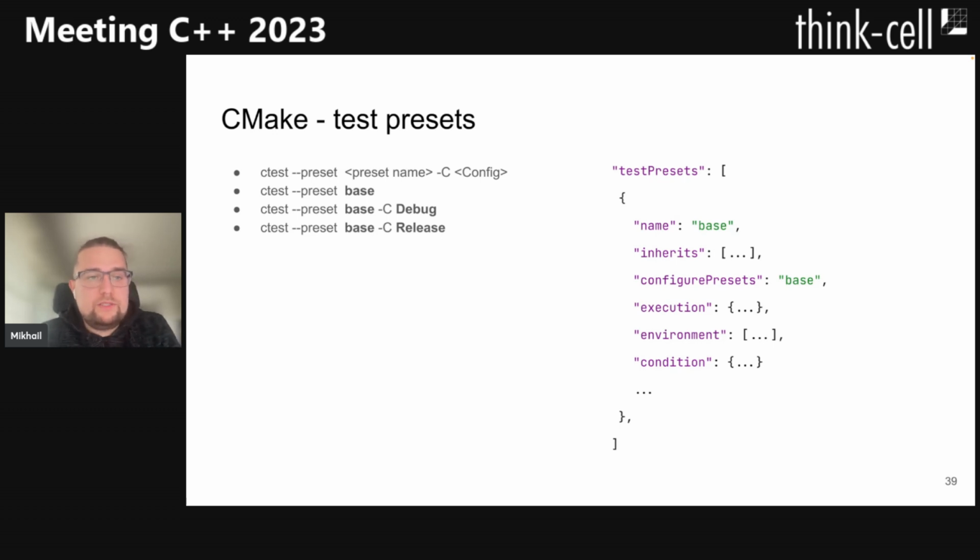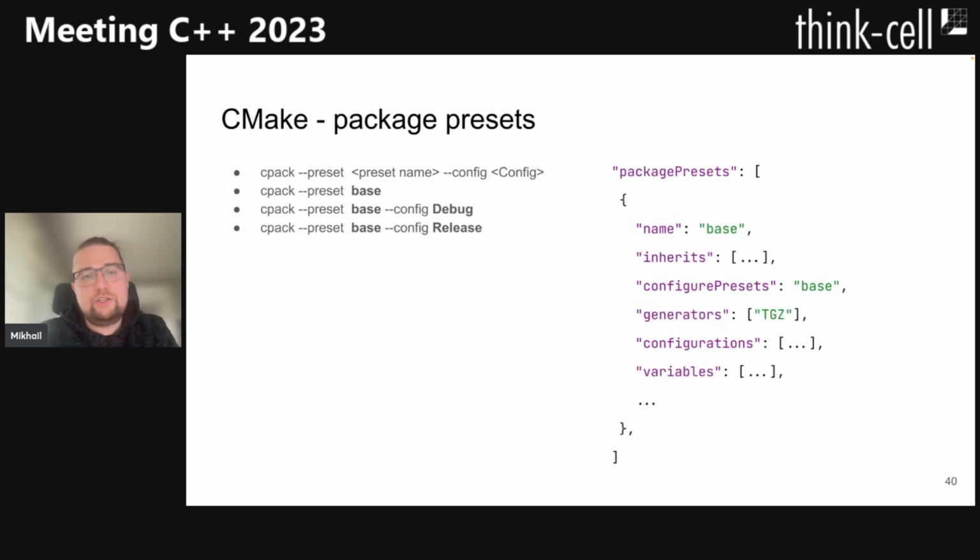Once we're done with testing, it's time to make a package. For those who don't know, CMake provides a tool called CPack. CPack is able to take all your libraries or executables and package them in different types of packages. For example, you can create a tar.gz archive or a deb package, or some external packages you can use generators for.